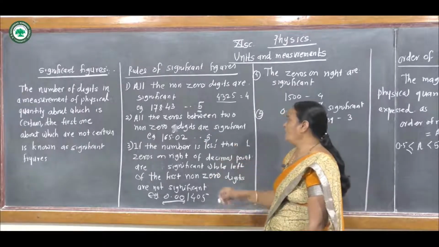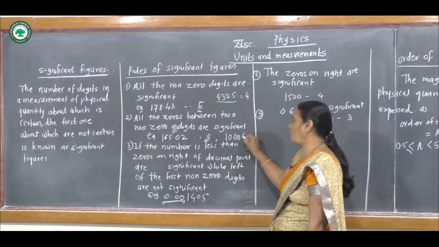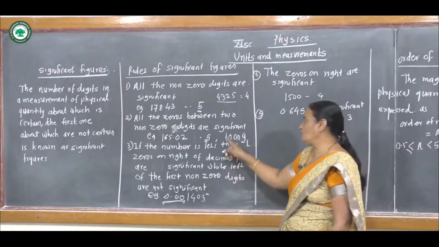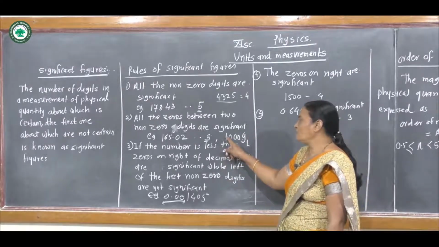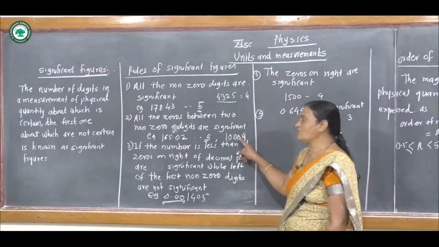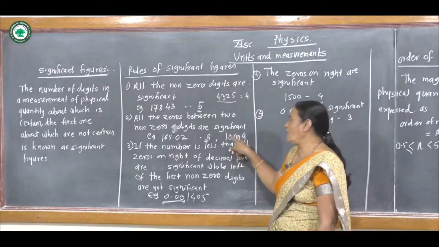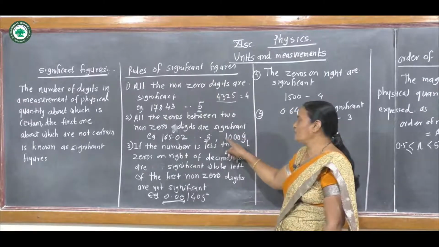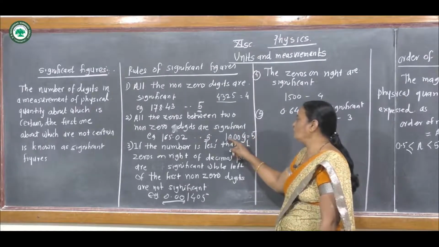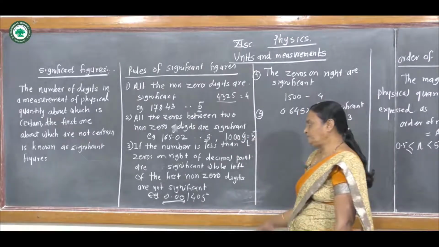Now consider another example. Suppose 1009. In this case, this is a non-zero number, this is a non-zero number, and these zeros are in between the two non-zero numbers. All these are significant. Therefore, the significant figures for this number are 1, 2, 3, 4, 5. 5 is the significant figure.